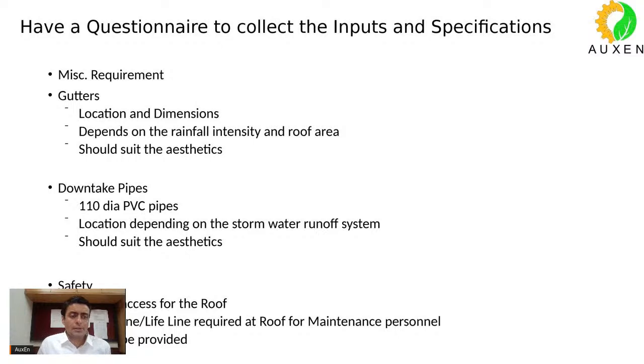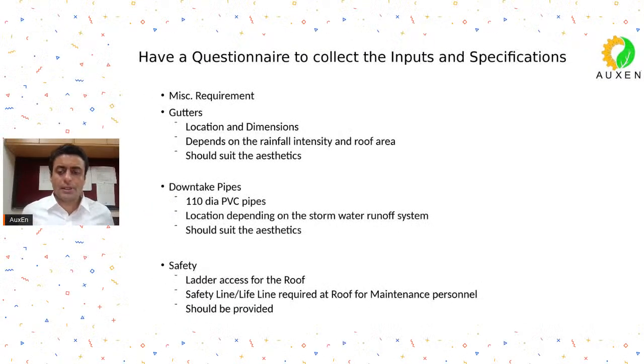Then some miscellaneous requirements. Gutters. What is the type and size of gutter required? Generally, it depends on the rain intensity and the roof area. This is one place where almost all the pre-engineered sheds fail. Fail means in every rainy season you will see that your shed is leaking. Why is it leaking? Because of the improper gutter size and because of the improper downtake pipes.